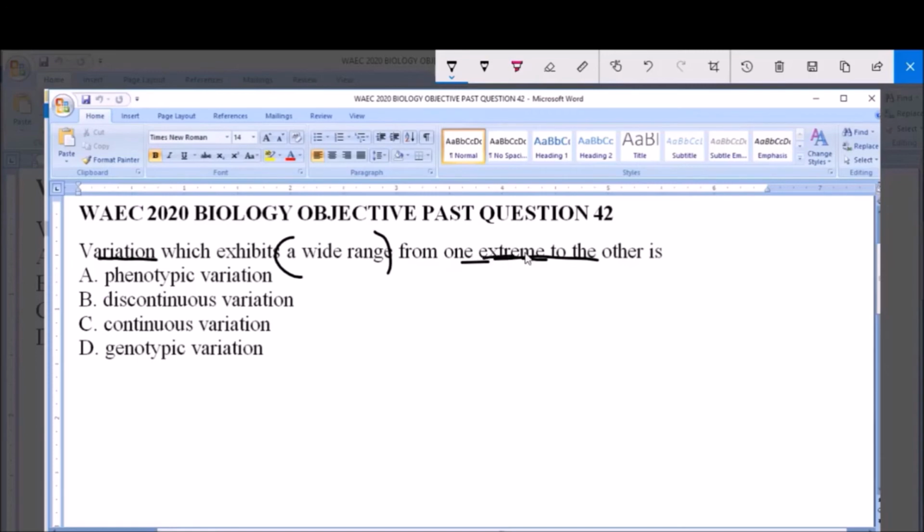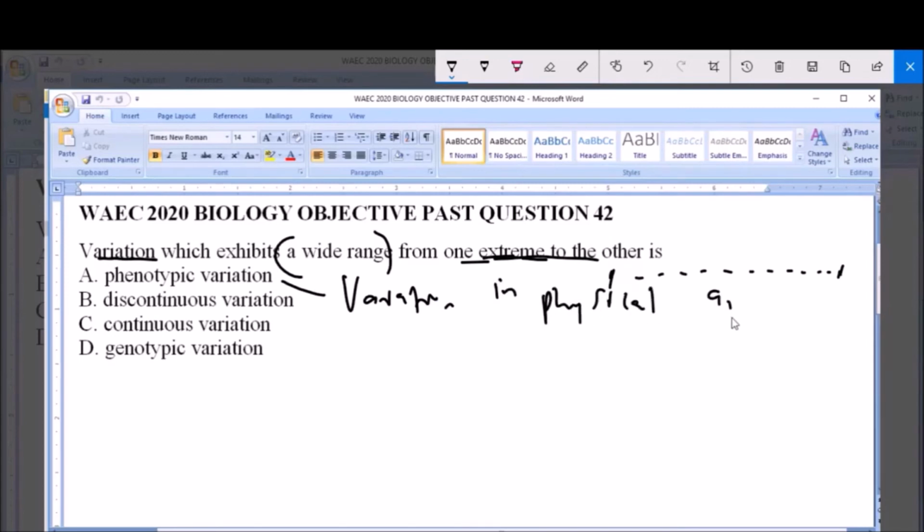That means you can rank it from one extreme, exhibiting a range between that extreme to the other extreme. So what do you call this type of variation? Now, option A, which is phenotypic variation, describes variation in physical appearance, e.g. variation in height, variation in skin color, etc.